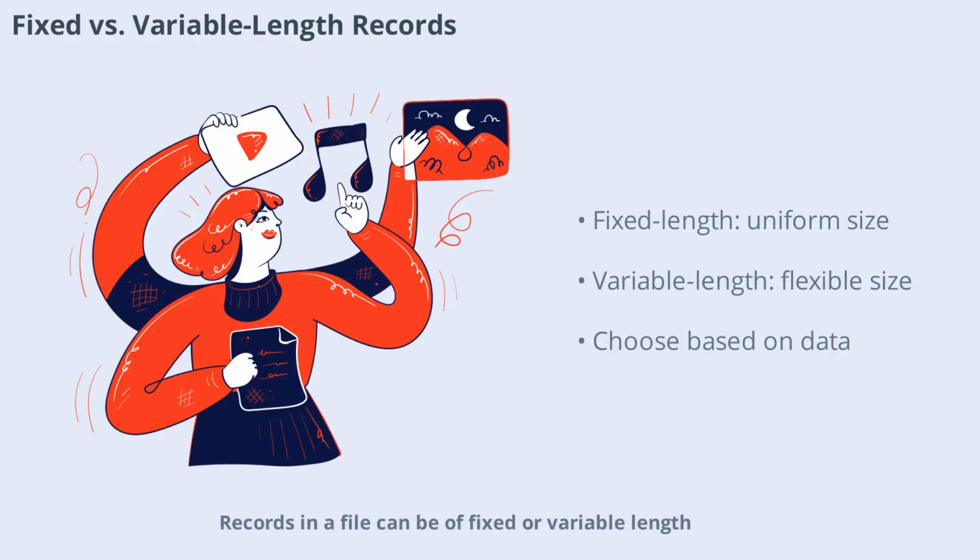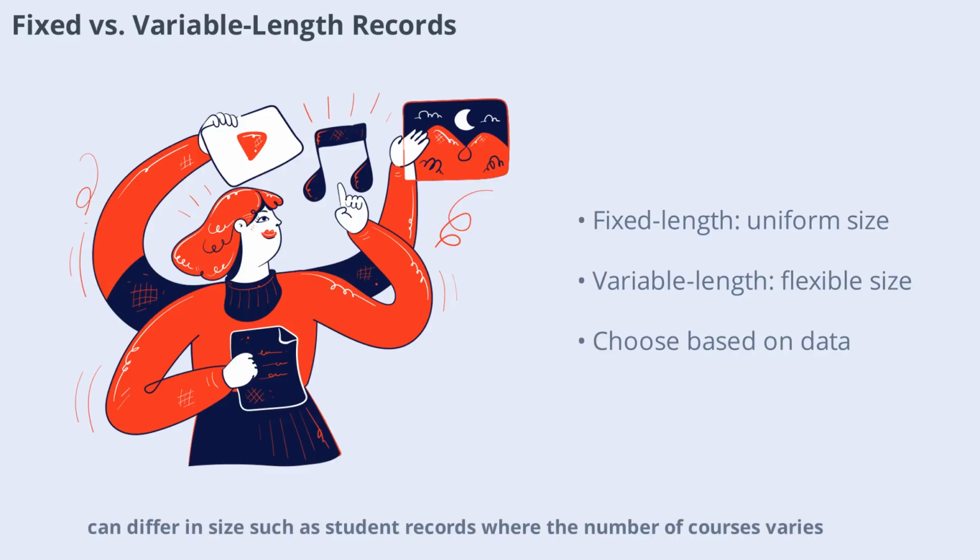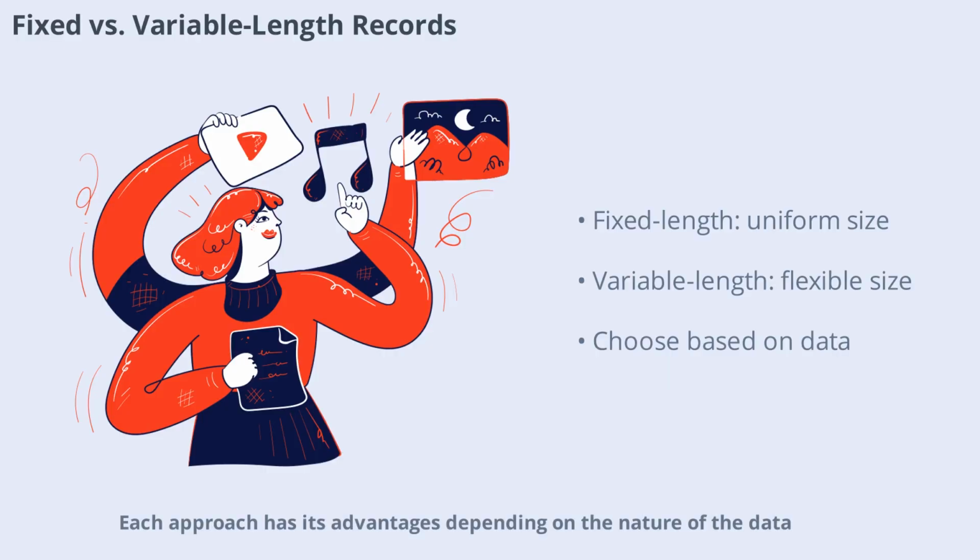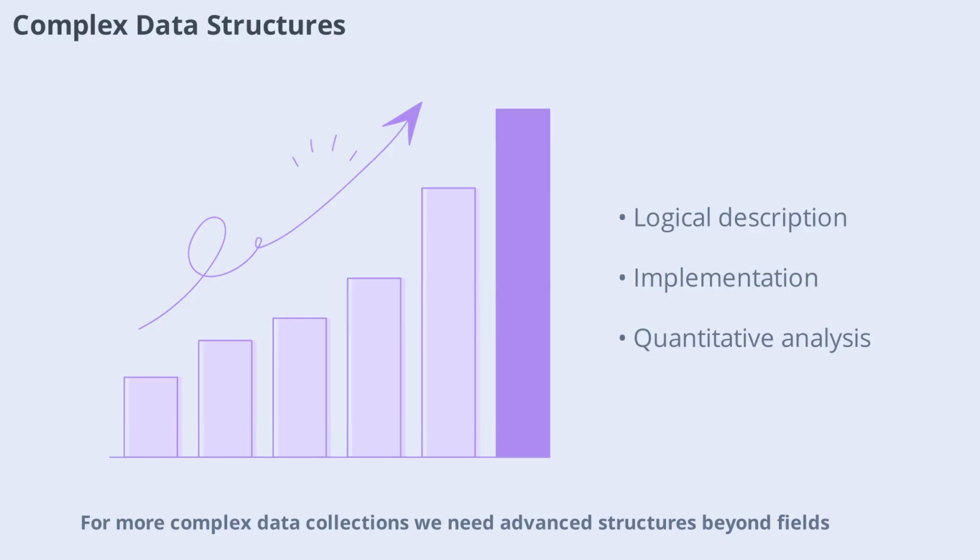Records in a file can be of fixed or variable length. Fixed-length records have the same data items and space for each record, making them easy to manage. Variable-length records, on the other hand, can differ in size, such as student records where the number of courses varies. Each approach has its advantages depending on the nature of the data. For more complex data collections, we need advanced structures beyond fields, records, and files.